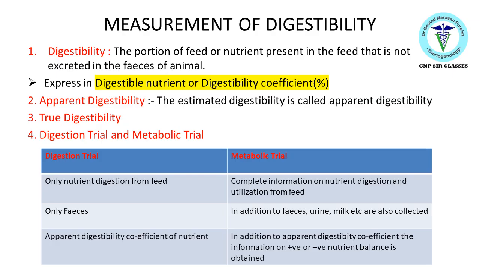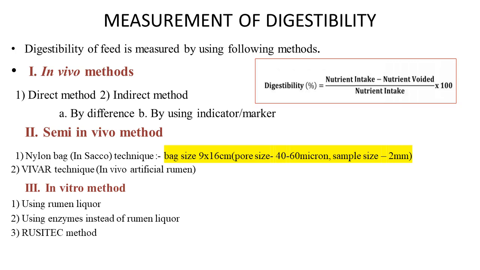Now we discuss the measurement of digestibility. So first, what is digestibility? Digestibility is the portion of feed or nutrient present in the feed that is not excreted in the feces of animals. It is expressed as a digestible nutrient or digestibility coefficient. The estimated digestibility is called apparent digestibility. Digestibility of feed is measured by in vivo, semi-in vivo, and in vitro methods.